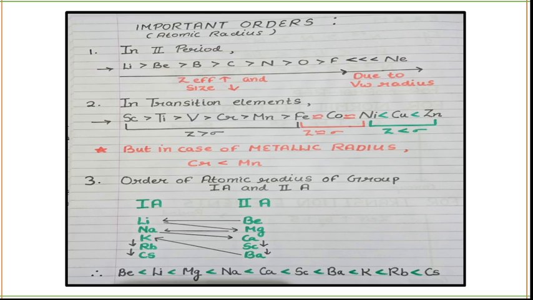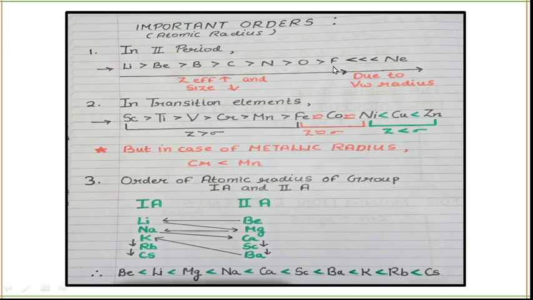So number 1 order for atomic radius is in the case of the second period. Basically, when you move along the second period, the size should decrease up to the fluorine atom due to the Z effective increment, and as you know, Z effective and size have an inverse relationship. Therefore, when along the period Z effective increases, size decreases.